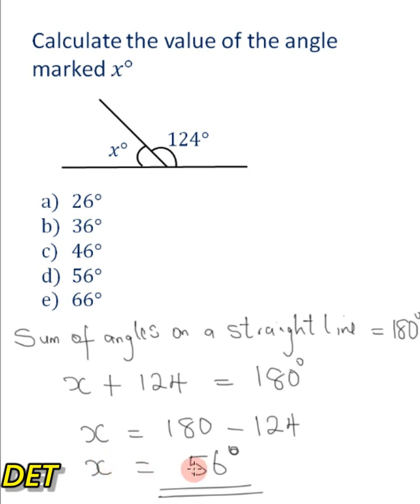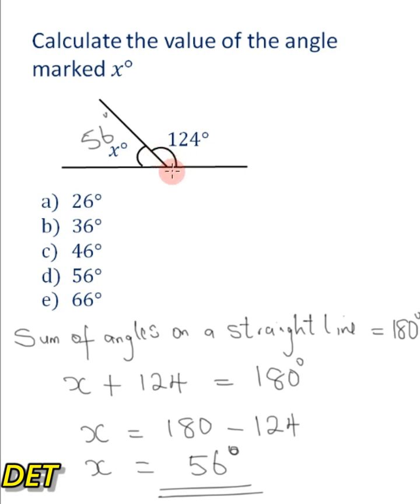My X is equal to 56 degrees. So if this is 56 degrees, and you add 56 plus 124, it will give you 180. Again, the sum of angles on a straight line is equal to 180, so 56 degrees plus 124 degrees added together will give you 180 degrees.